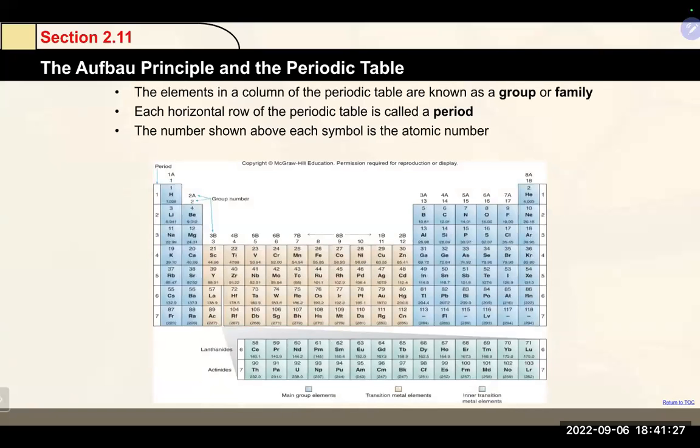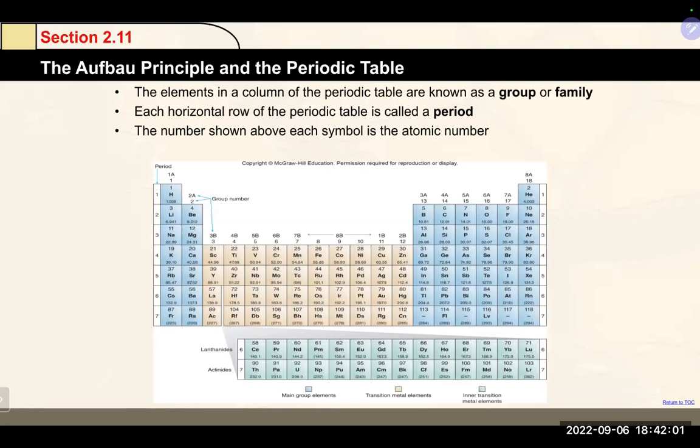So let's talk a little bit about it. Elements in a column, up and down on the periodic table, are referred to as a group. Or if you're old like me, some people used to call it a family, not too much anymore. Most people call it a group. If you go horizontal on the periodic table, left to right, that is what is known as a period. And there are 7 of them, which corresponds to our electron configuration and our energy levels. There's 1 through 7 for the n number, and that's basically what those periods represent as well.